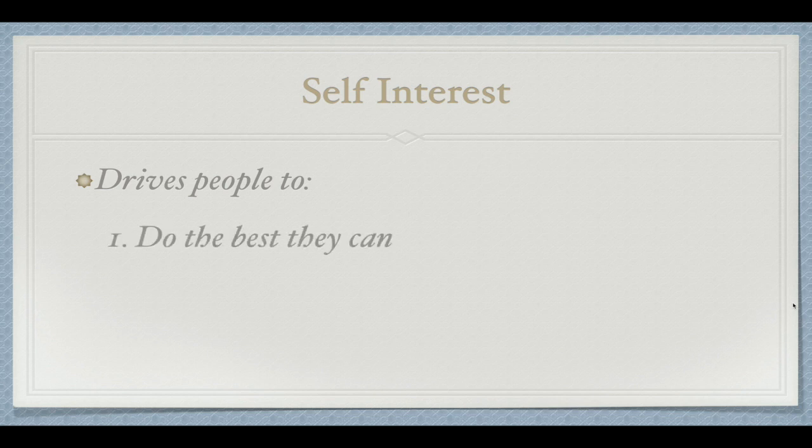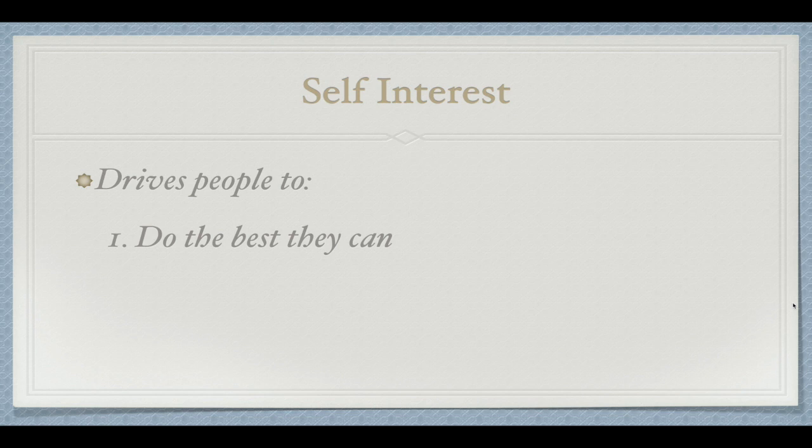The third part of basic economy is this idea of self-interest. The idea of self-interest basically drives people to do the best that they can because it's in their self-interest. Why do you want to do so well in school? Well, a lot of people do it for various reasons. Number one, I just want to graduate high school, and that's in your self-interest. A lot of people say, I need to do well in school because I need to get scholarship money because I can't afford to go to college.